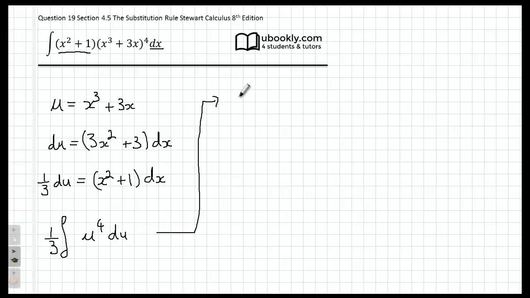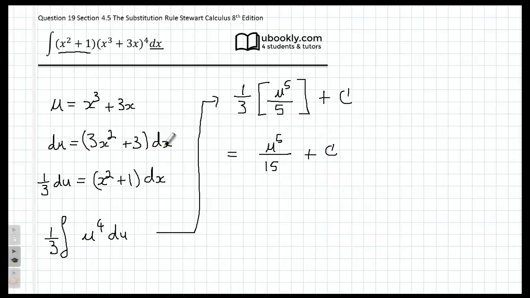Alright, so now I can integrate this 1 over 3 into u to the power of 5 over 5. I add 1 to the exponent and then divide by that new exponent plus c, and that would be u to the power of 5 over 3 times 5, which is 15, plus c. Now my u is x cubed plus 3x. I'll substitute that in. x cubed plus 3x all to the power of 5, all divided by 15 plus c.